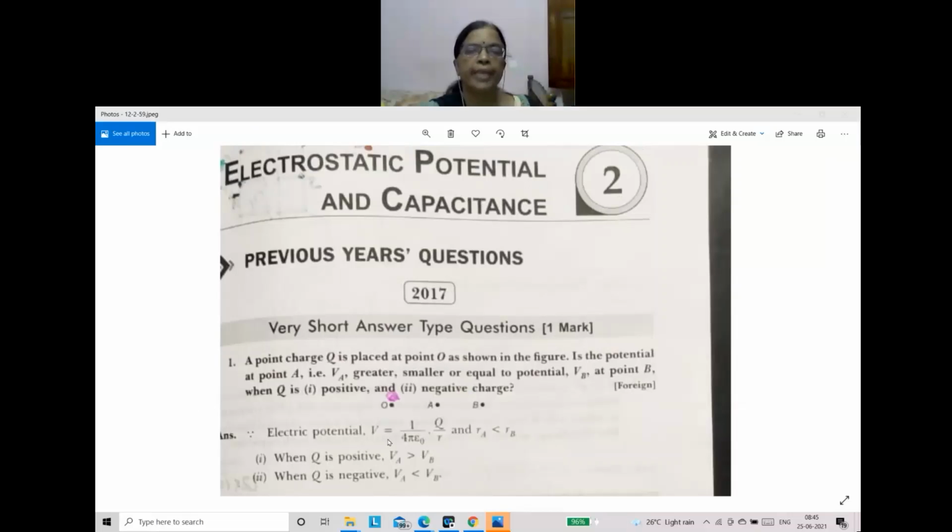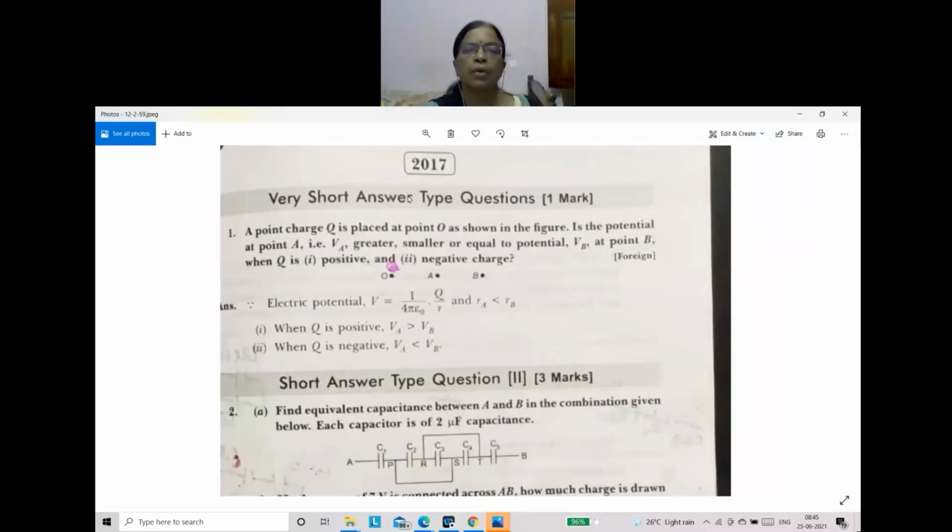A point charge Q is placed at O as shown in the figure. Is the potential at point A, that is VA, greater or smaller or equal to the potential VB at point B? Which is greater? That is the question. When Q is positive, and when Q is negative, what is the answer, children?